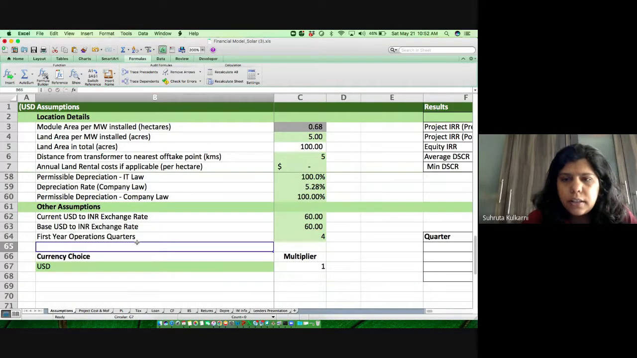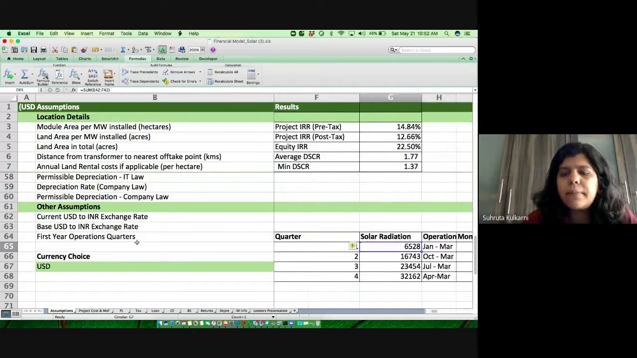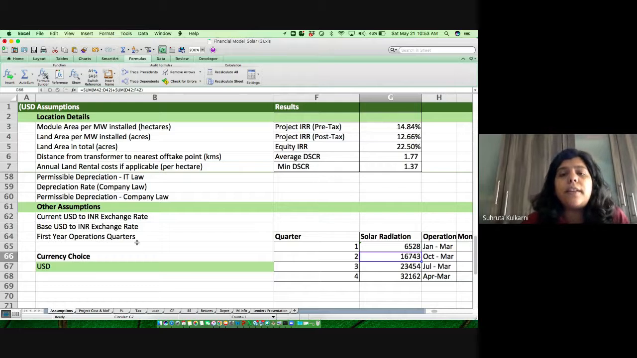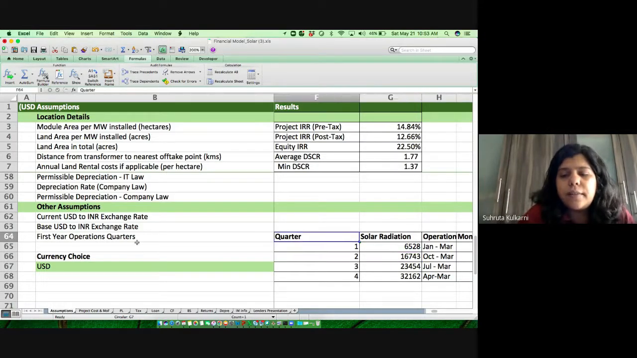Here, if you look at this, I have a table in the assumption sheet that if I have 1 quarter of operations, the amount of solar radiation will be so and so. If I have 2 quarters, and this is based upon the kind of months also, that is why I've taken these numbers into assumption. Typically, if I'm starting my solar operations in the summer months, I'm going to be better off than if I do it in the rainy season where it is cloudy and I don't have solar radiation. So because of this, I've taken this in the assumption sheet.